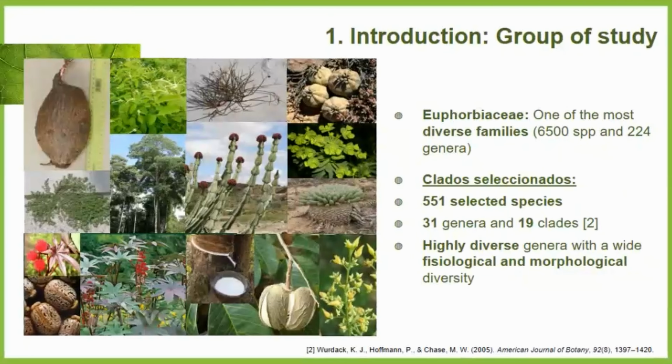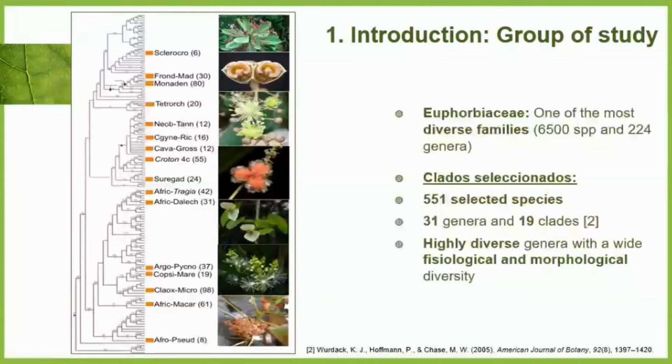So what is our model clade or our group of study? They are the Euphorbiaceae. It's one of the most diverse families, as you all know, and it is diverse not only in terms of species or genera, but also in terms of habitats, morphological strategies, physiological advantages, and changes. You can see that in that image. You have everything from trees to geophytes and cacti, everything that you can imagine. And we selected 35 genera and 19 clades.